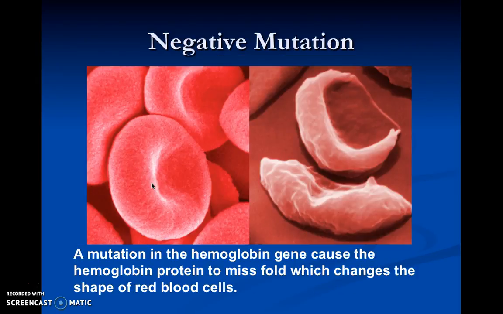An example of a negative mutation would be a mutation in hemoglobin, the gene for hemoglobin, which causes the hemoglobin protein to misfold. And when the hemoglobin misfolds, that actually changes the shape of the red blood cells. And we can see on the left we have normal red blood cells. On the right we have what are called sickle cells. And these sickle-cell red blood cells are unable to pick up as much oxygen.